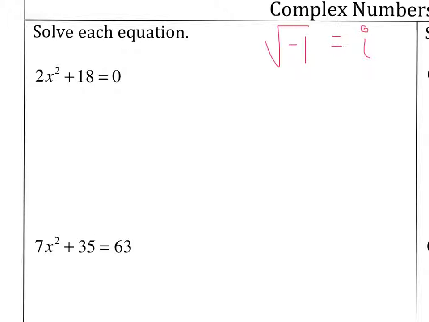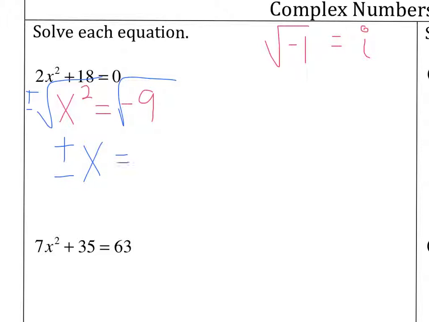In our first problem, we have 2x squared plus 18 equals 0. If I move the 18 over and then divide by 2, I end up with x squared is equal to negative 9. Normally, I would take the square root of both sides, giving me plus or minus x equals the square root of negative 9. Here's the funny thing. If I have the square root of negative 9, there's no number in the real number system that works for that. So I've got to think about this as 3 or negative 3, and both of these are going to be times the square root of negative 1, or times i.